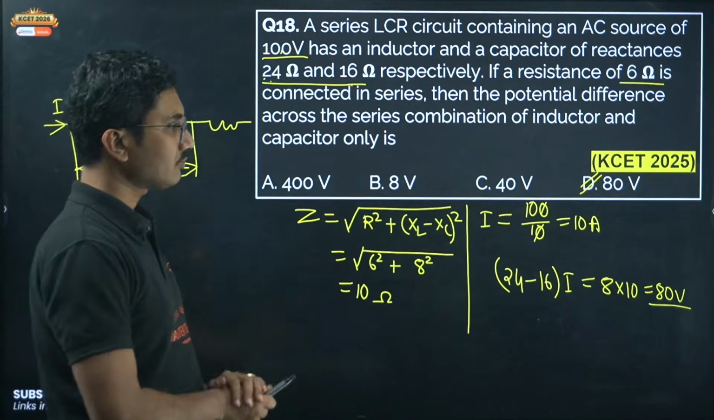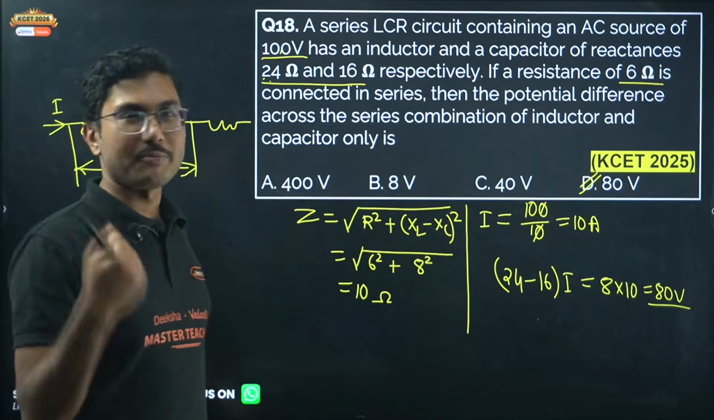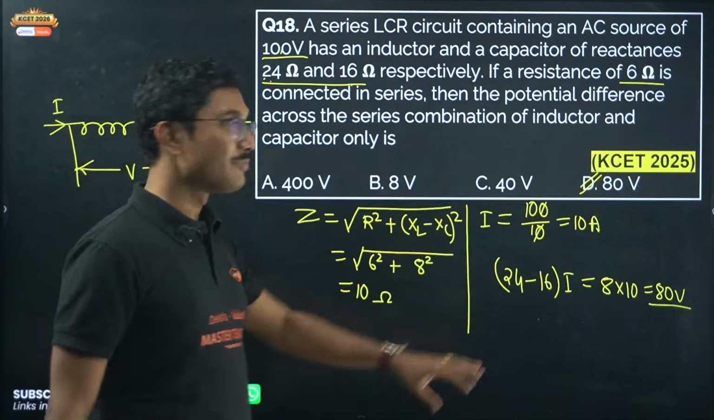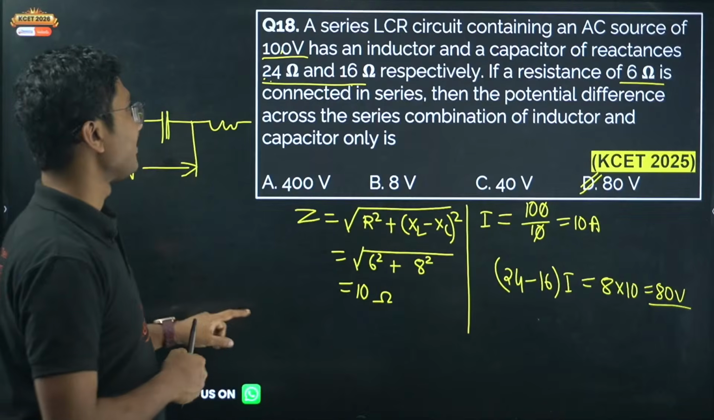Capacitor and inductor are always enemies. They will always try to subtract from each other, be it for reactance or the common voltage across them. They will always be fighting with each other.